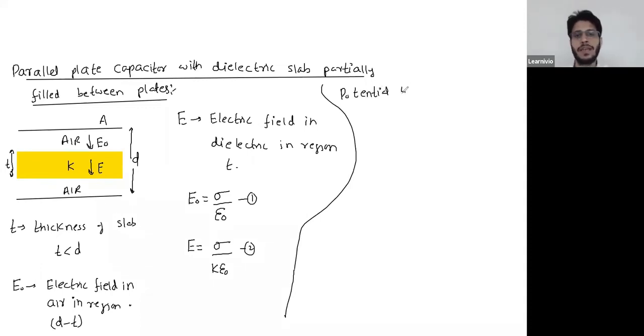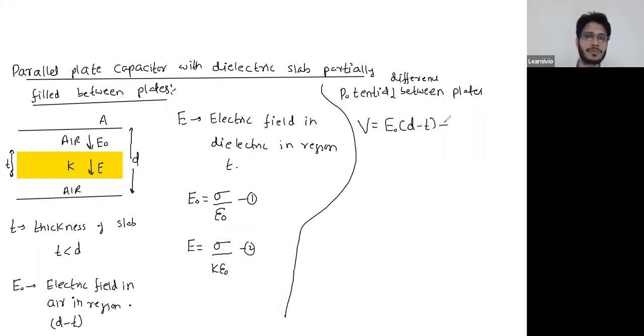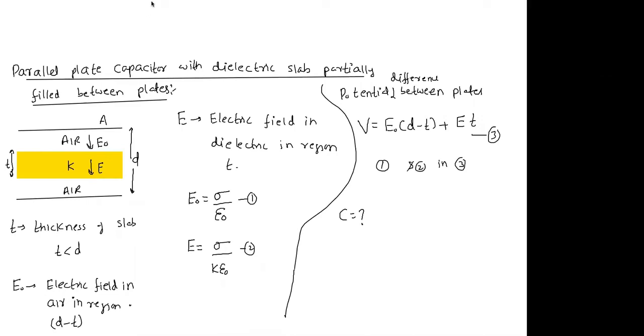Yes. Next is potential difference between the plates. You can calculate potential difference by just multiplying field with the separation. E naught is in separation D minus T, and your field E is in separation T. This is equation number 3. Just substitute equations number 1, 2 and 3 and get the value of C. Calculate C and report your answer in chat. I will not calculate further. Substitute the values, put the value of sigma, take the value of C as Q by V, and report your answer in chat. I need net capacity.